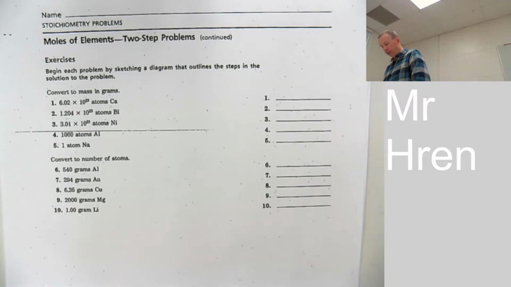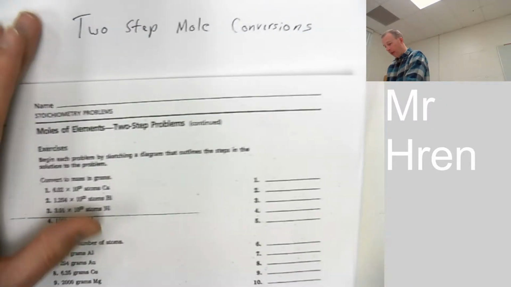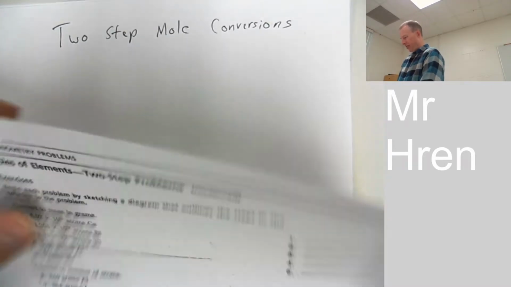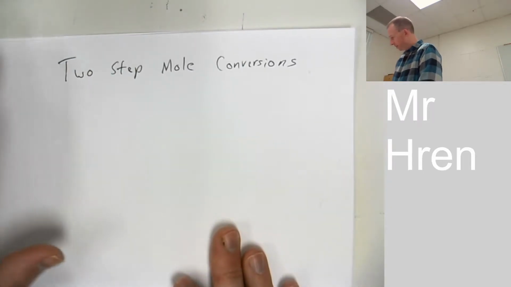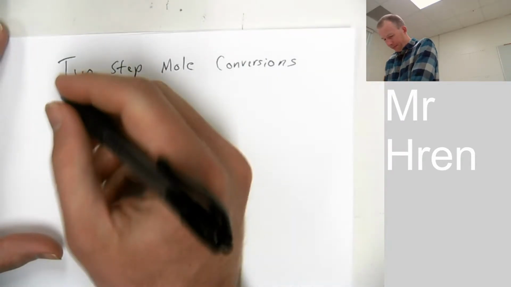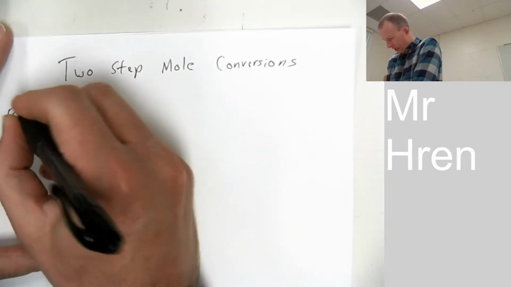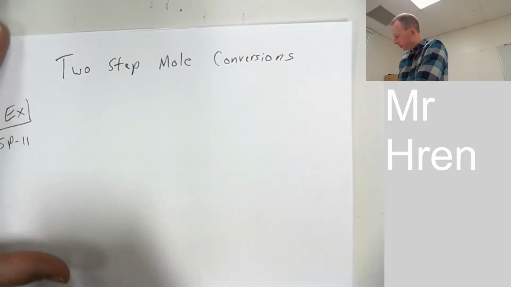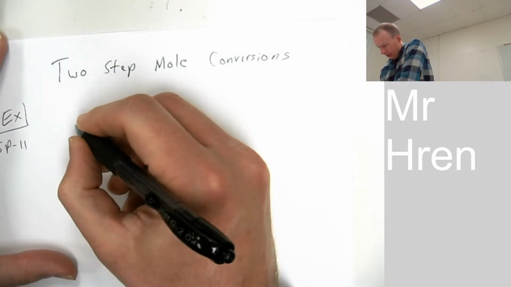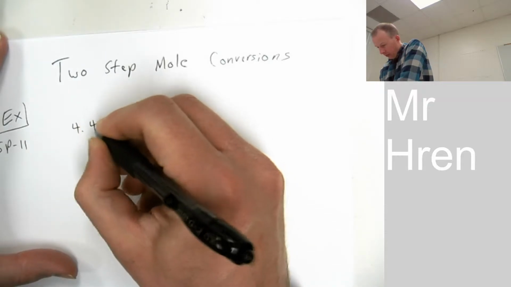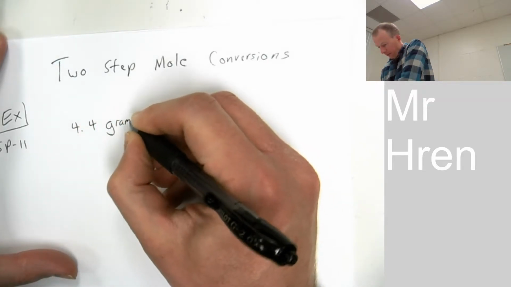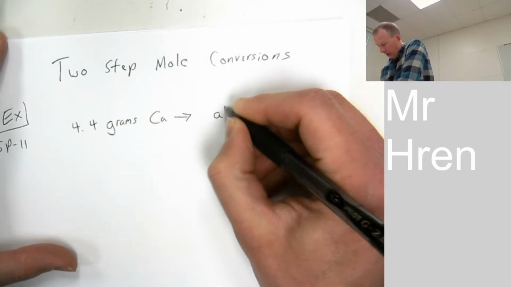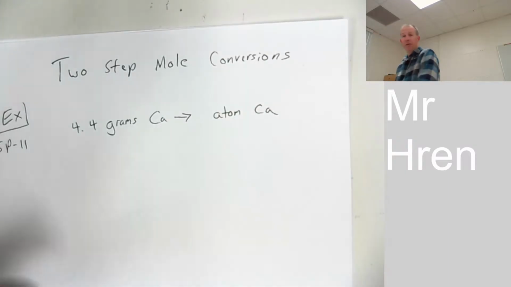So let's go through and do some examples. So I think honestly, I don't like this first one. I'll just make one myself here. So we're going to do a two-step problem. This will be an example for SP11. So let's say you have 4.4 grams of, just to say, calcium, whatever. We're going to convert that to atoms of calcium.